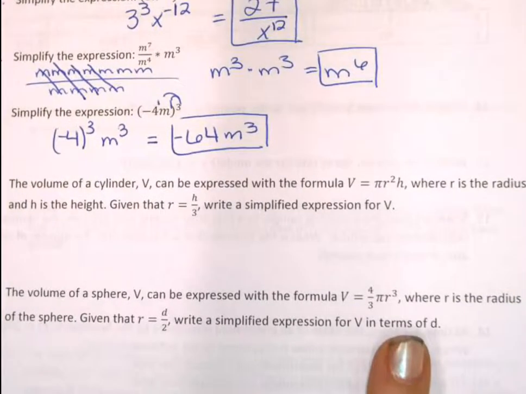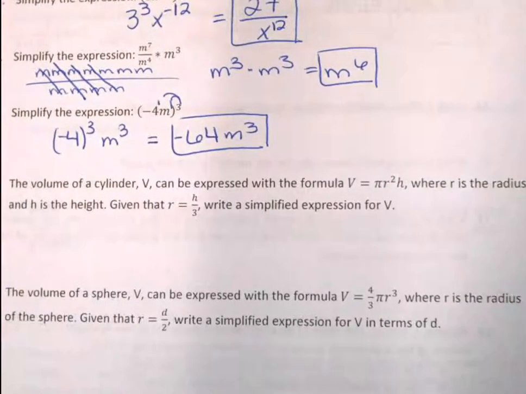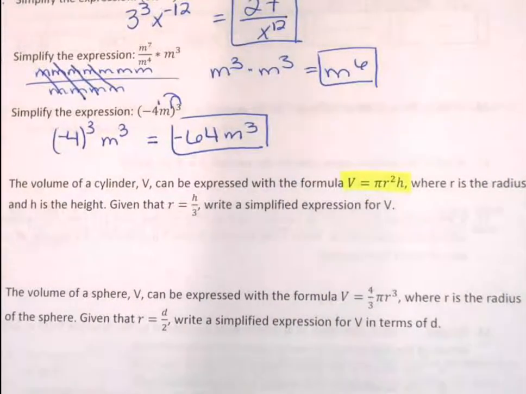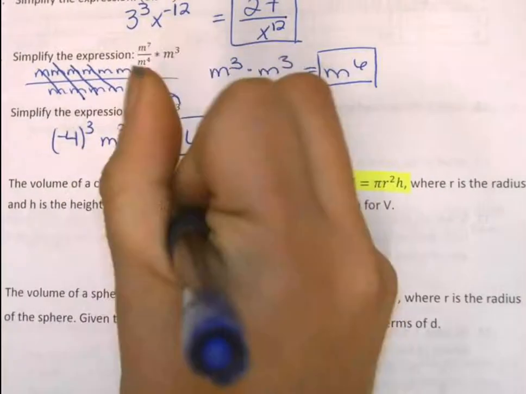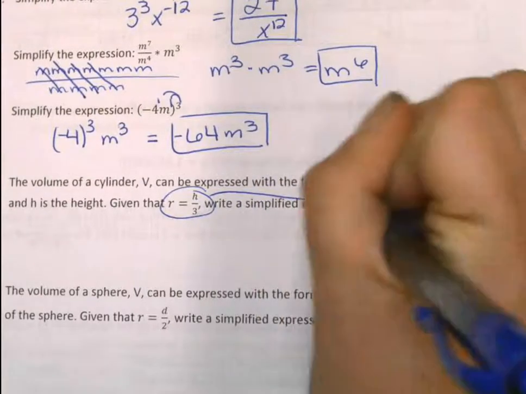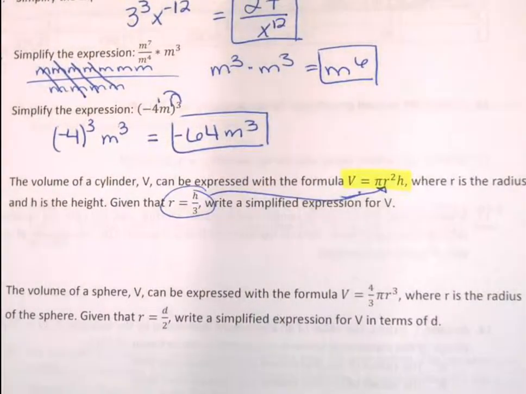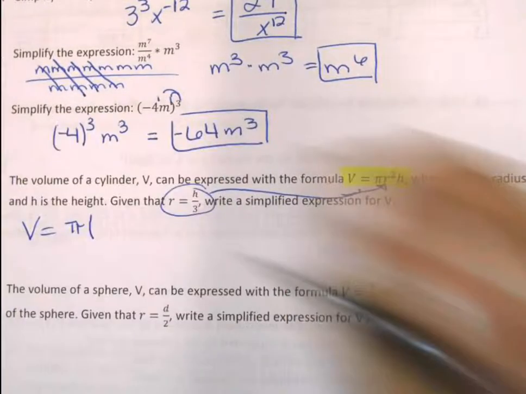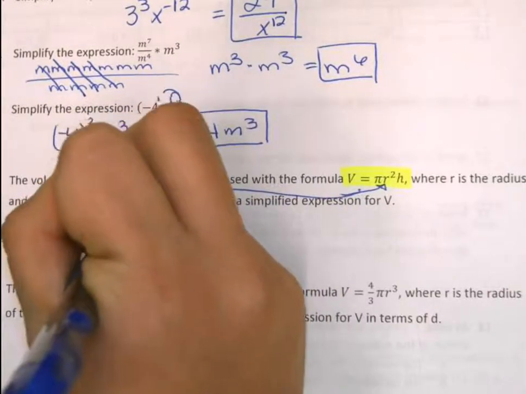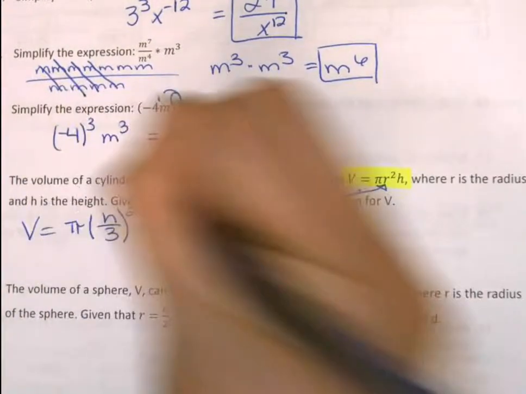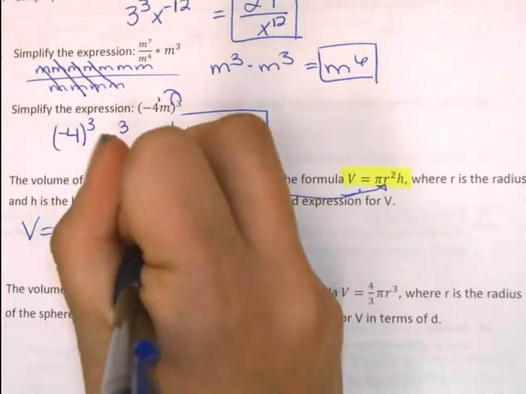Number 4 gives me a formula. It says V equals pi r squared h. And then it gives me a value that it wants me to plug in. This r equals h over 3. I'm going to plug this in for the r in the formula. So I have V equals pi. Instead of writing r, I'm going to write h over 3, and whenever I plug something into an equation, I put it into parentheses. So this is in parentheses, and now it's squared. And then I have h.